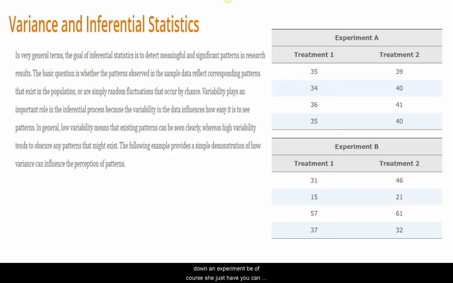And down in experiment B, of course, you can tell by looking, a gigantic amount of variability. Over in treatment 1, the scores range from 57 to 15. I mean, that's crazy. But up in treatment 1 in experiment A, it only ranges from 34 to 36, which again is unrealistic, but intended to illustrate a point.